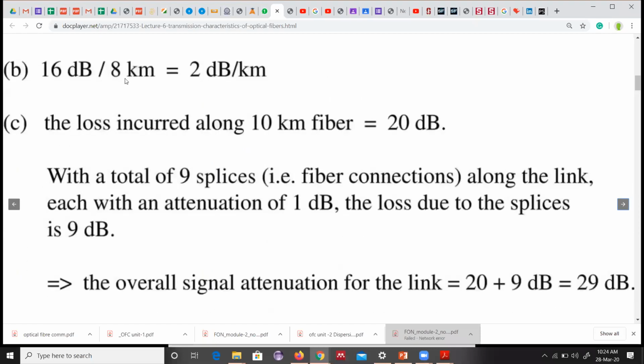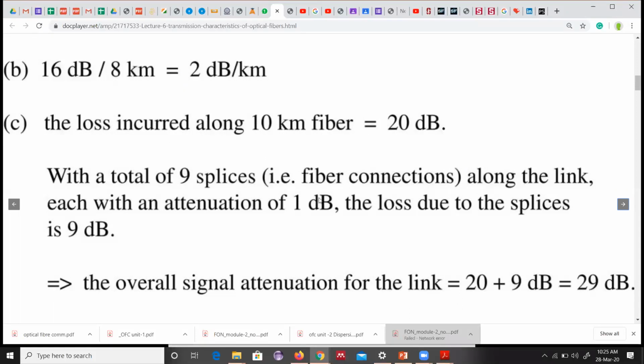And if the fiber length is 8 kilometers, total attenuation divided by total length of the fiber will give you 2 dB per kilometer. This is the attenuation loss per kilometer. If the fiber length has been extended from 8 kilometer to 10 kilometer, as we already know per kilometer attenuation loss is 2 dB per kilometer, one can easily calculate for 10 kilometer, that is 2 into 10, which will give you 20 dB. If the fiber length is changed from 10 to 30, it will be 2 into 30, that will give you 60 dB.